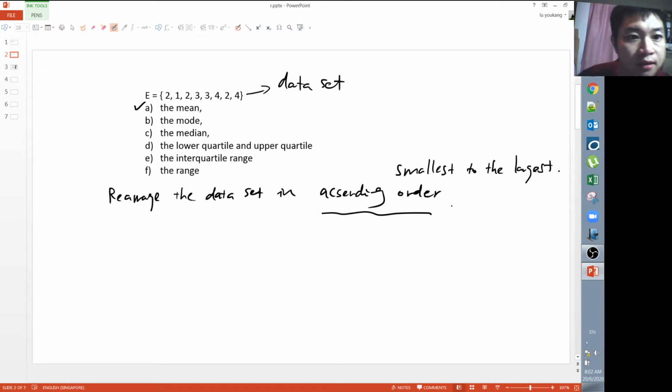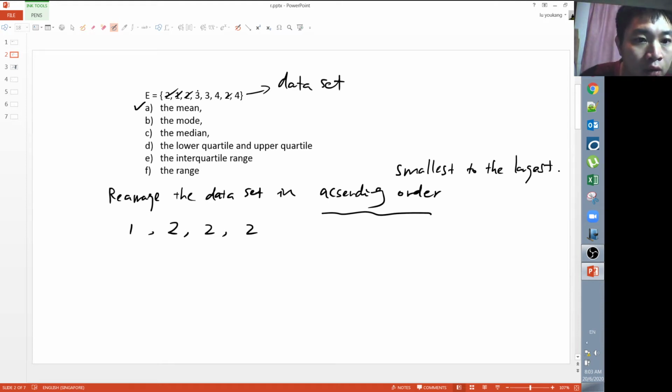So let's do it. You have 2, 1, 2, 3, 3, 4, 2, 4. These are the numbers you have in the data set. The lowest is 1, and next, how many 2s do you have? So I'm going to delete my 1. I have 1, and I have 3 2s. It's a good practice: once you have written down the number, just delete it from the data set here, using a pencil.